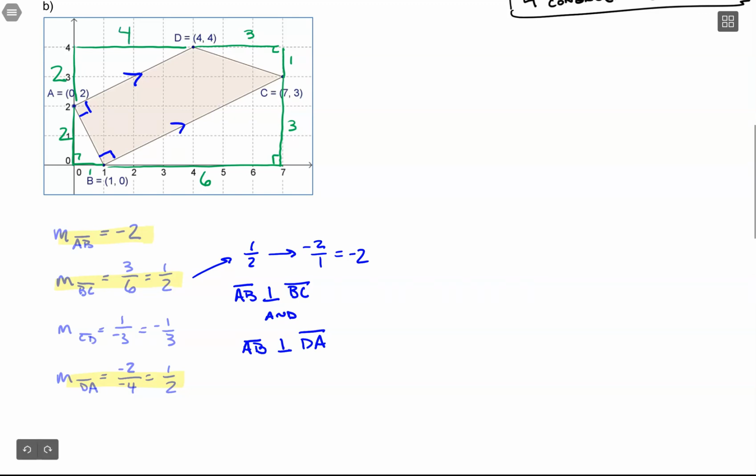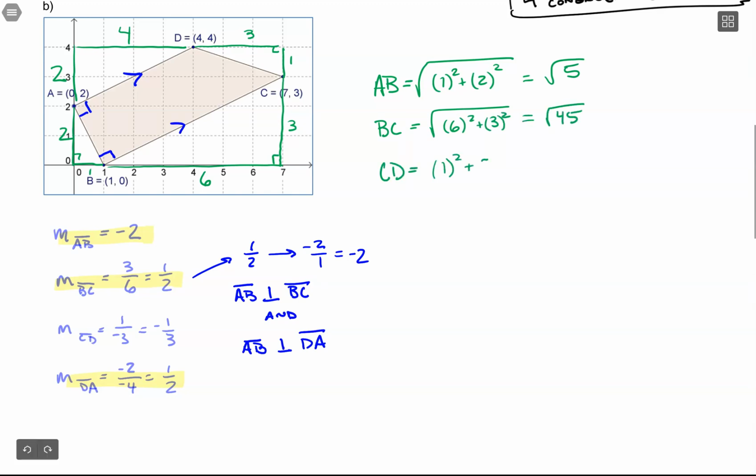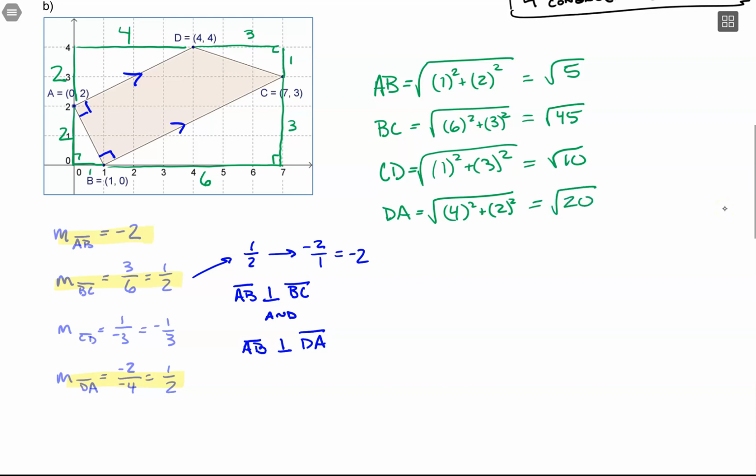So I'm going to use that now to help me calculate the length of all the sides in the quadrilateral. We'll start with AB. 2 squared, 4, 1 squared, 1, 4 and 1 is 5. Okay, folks, there you have it. And as suspected, none of those numbers are equal, so we don't have any congruent sides.